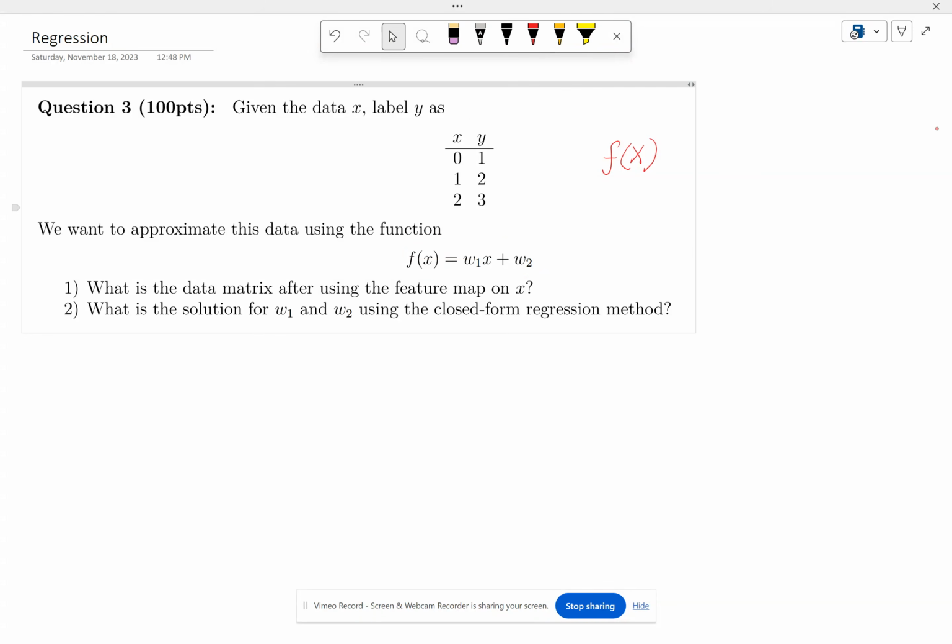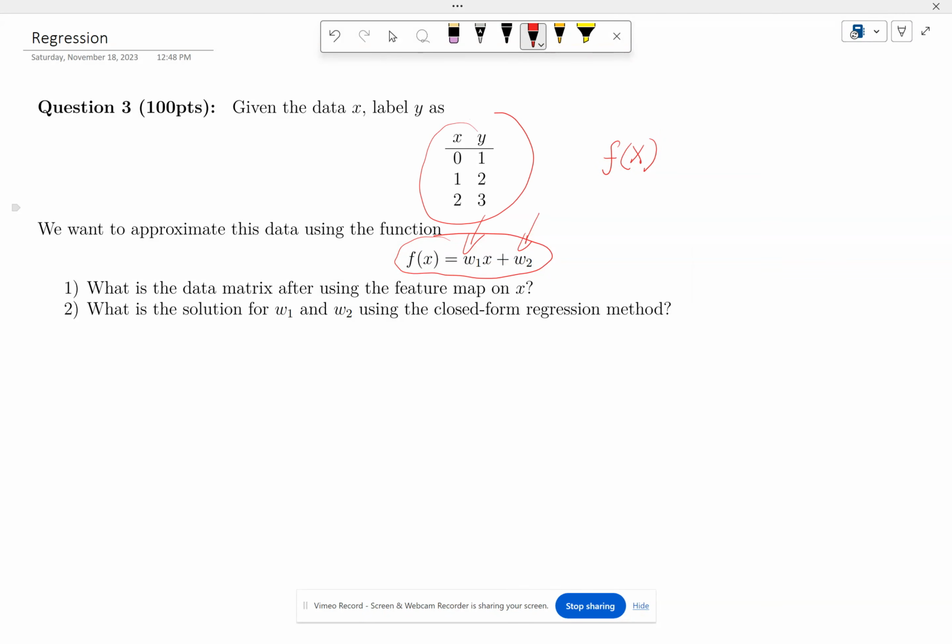So this function is a line, and it doesn't have to be a line. It could be x squared, x. There are a lot of things that could go in here. But what you need to know is that now that you have this function, you want to find the W1 and W2 such that it gives you the best fit. Like I said, if you plug this in, you want to get this out.